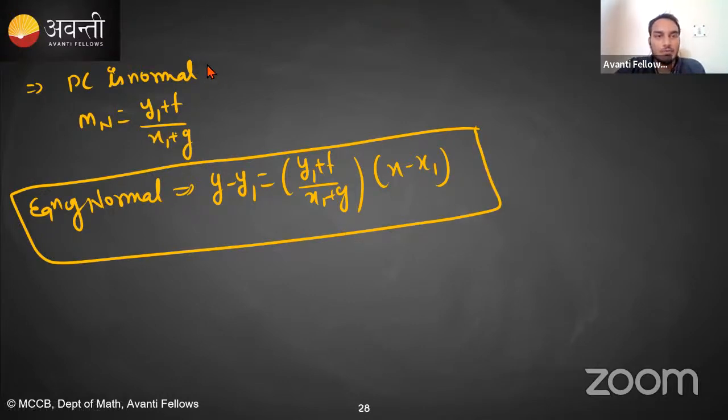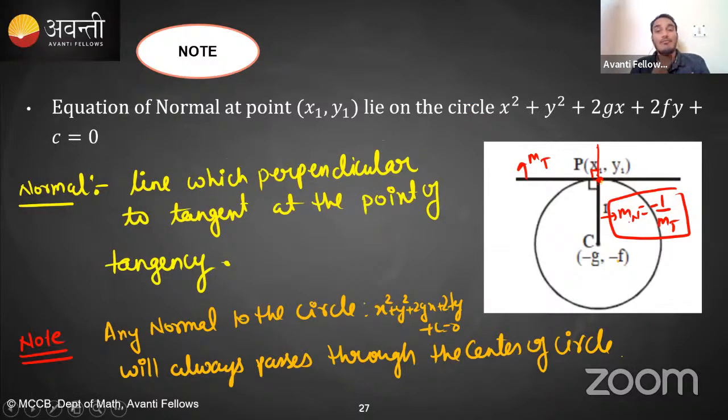Did you understand normal? What is a normal? Let's say at any point P, you draw a tangent to the circle. Now, any line which is perpendicular to the tangent and also passes through the point of contact, that is x1 comma y1, that particular line will be known as the normal to the circle. And that normal will always pass through the center of the circle. Always, no matter what, that normal will always pass through the center of the circle.